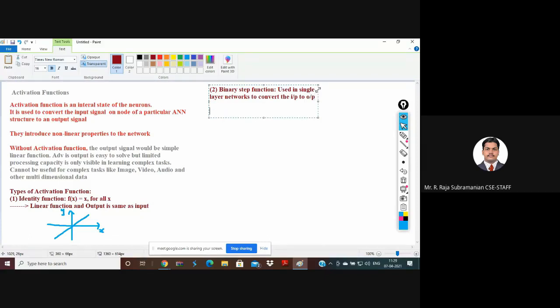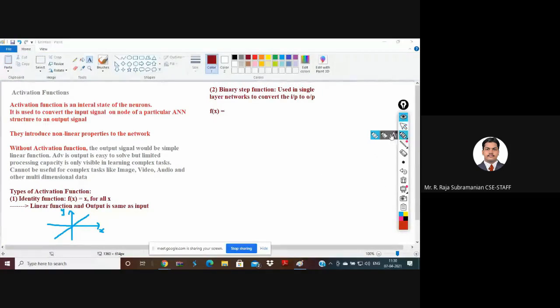So if I say f of x, it can be either 1 or 0. f of x will be 1 if x is greater than some threshold, say t, or I can say greater than or equal to t. And 0 otherwise, if x is less than t.